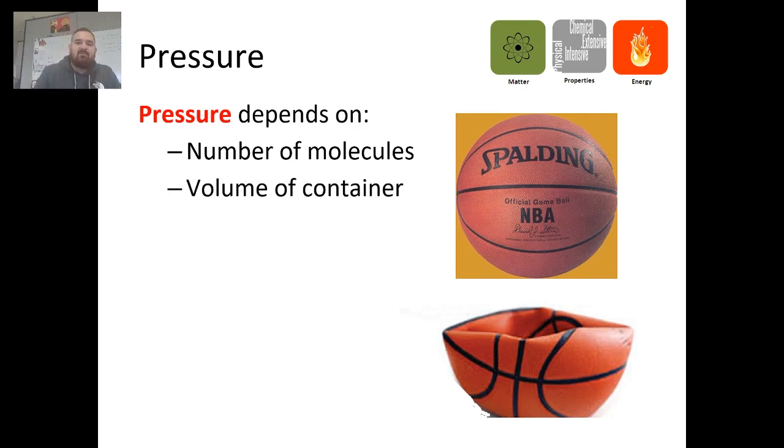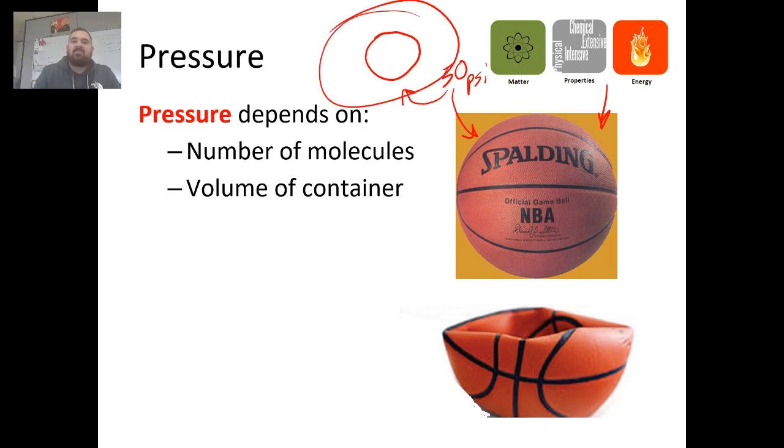So let's say we have 2 basketballs. We got this Spalding one, and then we got this little Dave & Buster's one. If we put 50 psi in each one, which one is going to have the higher pressure, the bigger ball or the smaller ball? The smaller one is going to have the higher pressure. So pressure depends on the volume of the container. The smaller the container, the higher the pressure.